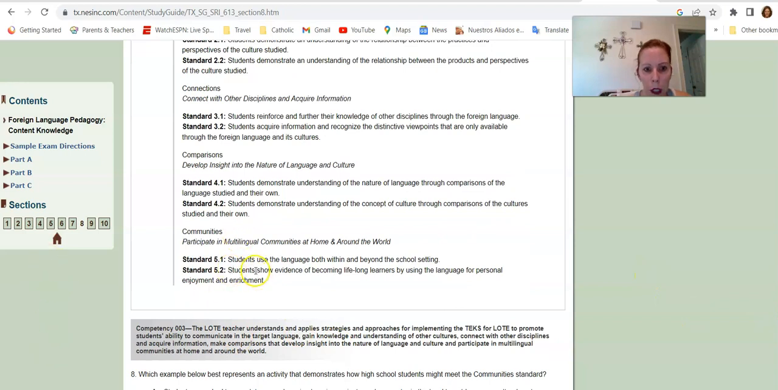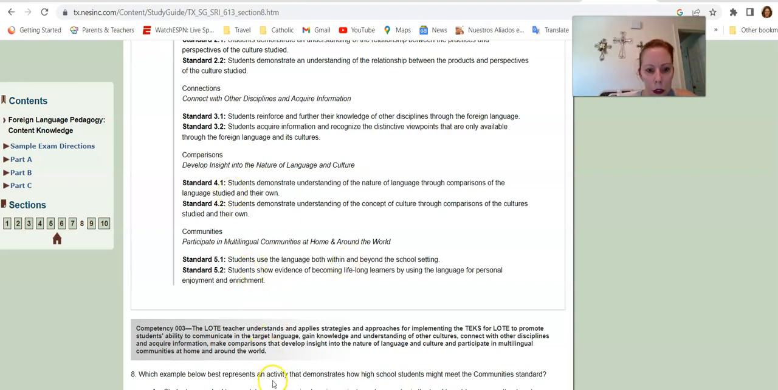5.1 and 5.2 are also pretty easy. Sometimes it's hard to distinguish between them, but just be careful, because on a lot of the questions it will say select all that apply. So students use the language both within and beyond the school setting. So they use it outside of school and, of course, in school. 5.2, students show evidence of becoming lifelong learners by using the language for personal enjoyment and enrichment.